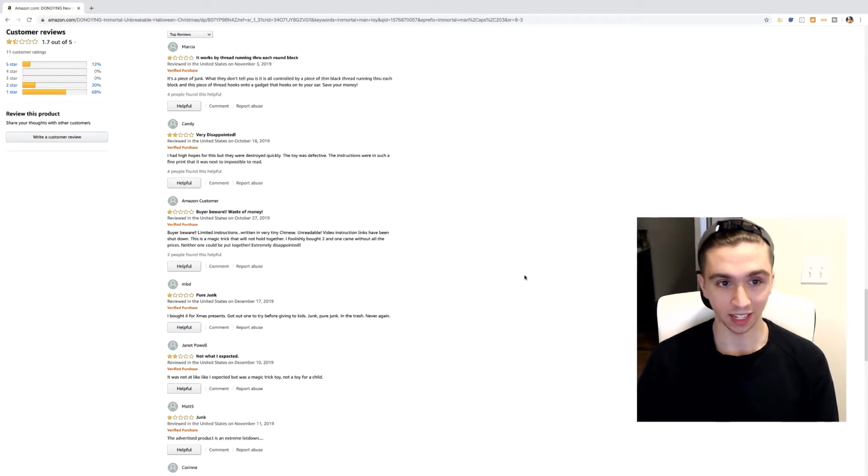What they don't tell you is it's all controlled by a piece of thin black thread running through each block. I had high hopes for this, but they were destroyed quickly. The toy was defective, which is ironic because it's called an Immortal Man toy. So what if we could make this out of little silicone pieces or hard plastic pieces instead of wood?